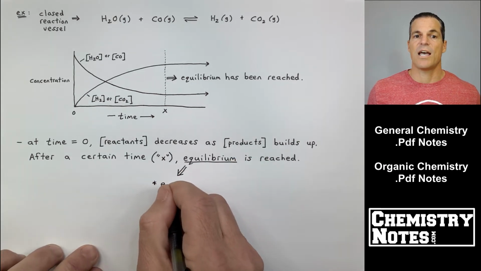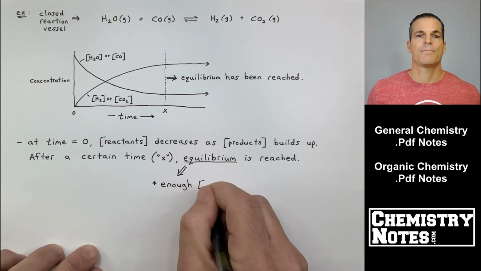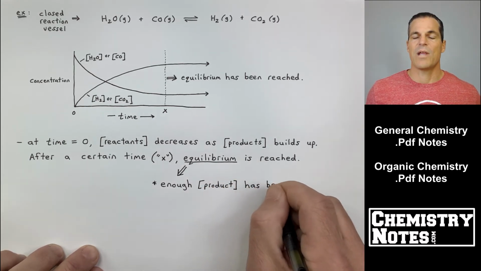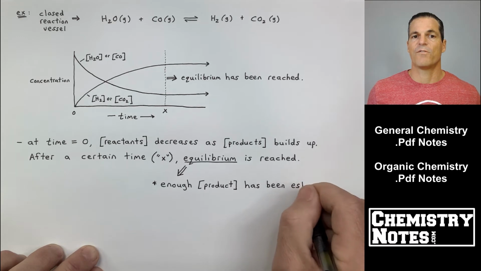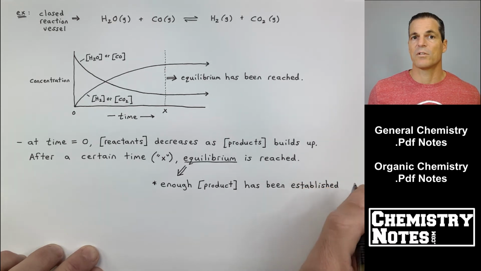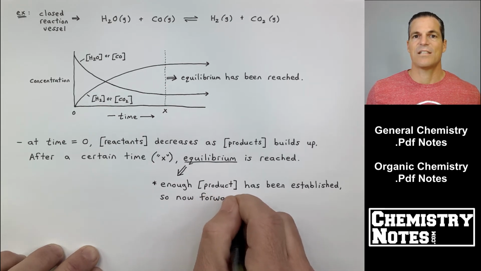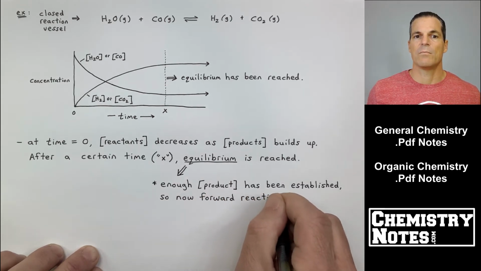After a certain time, which I have marked X, equilibrium is reached. Okay? That doesn't mean the reaction stops. It just means the forward reaction is equal to the reverse reaction. We have a dynamic steady state, or a dynamic equilibrium.